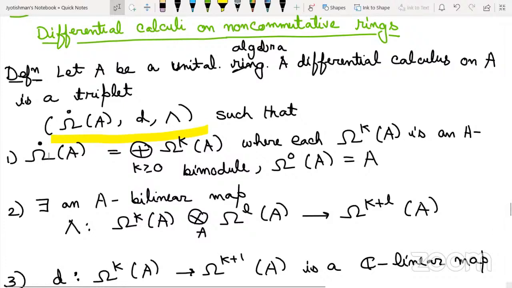Okay, so we were discussing what's meant by a differential calculus for a non-commutative algebra. It is actually given by a triplet.